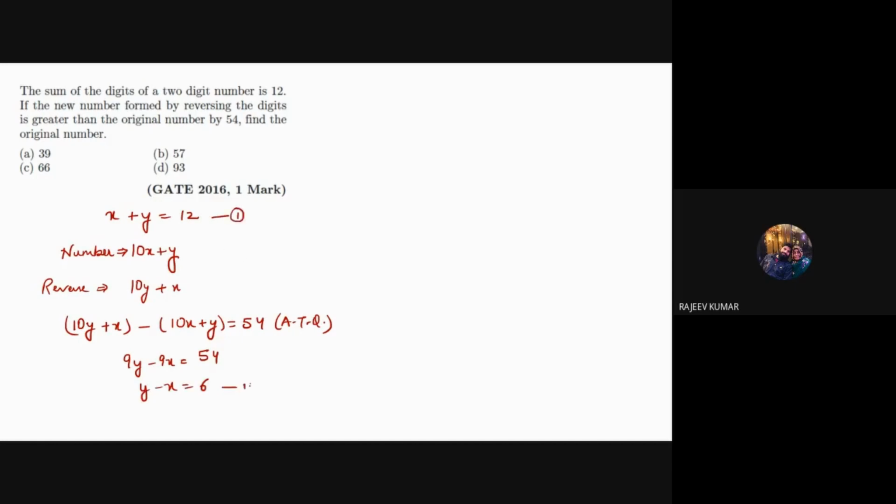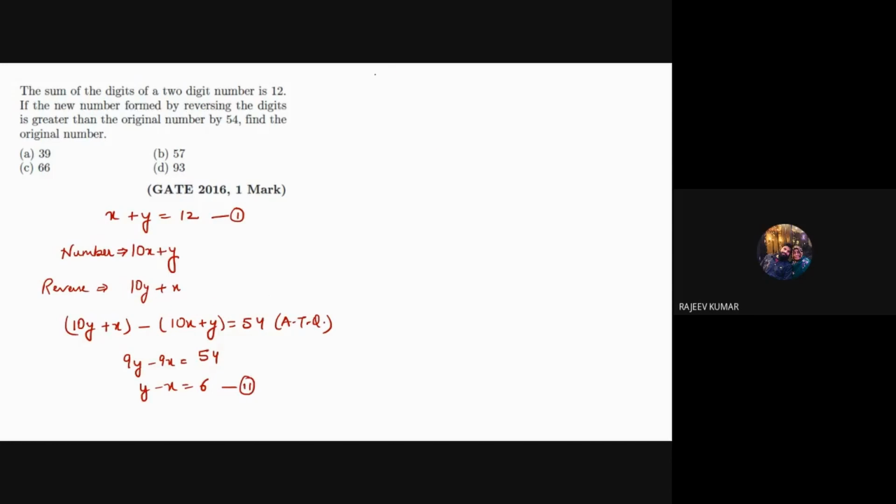Now if you reverse the number, so reverse करने पे हमको जो नया नंबर मिलेगा, that will be 10y plus x. And it has been given that by reversing the digits it is greater than the original number by 54. So from here you can find that 10y plus x minus (10x plus y) is equal to 54, according to the question. So this thing you can solve, you'll get 9y minus 9x is equal to 54, or y minus x is equal to 6. You got the first equation, you got the second equation. आप इन दोनों को सॉल्व करके आंसर निकाल सकते हो. ठीक है, बहुत इजी है ये.